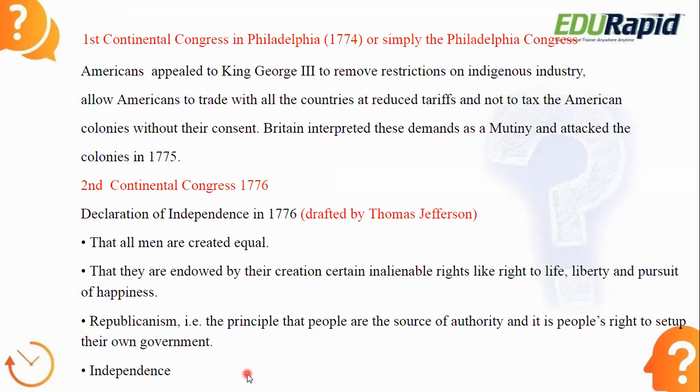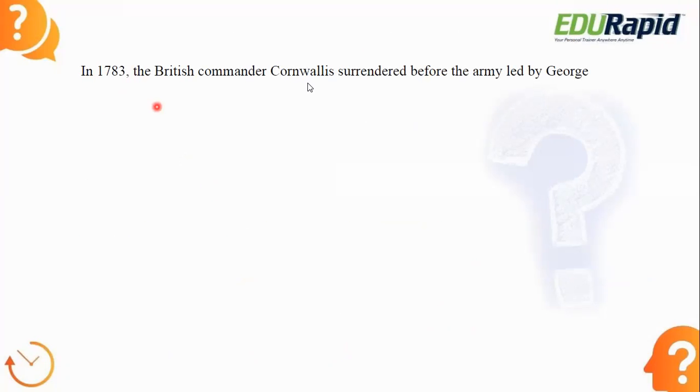They put in the declaration independence from any other colonial or imperialistic countries like the British. So they declared independence. Not only these four points, many points are involved in the Second Continental Congress of 1776, which was drafted by Thomas Jefferson. I hope this is clear to you. Okay, so next, in 1783, the British commander Cornwallis surrendered before the army led by George Washington.